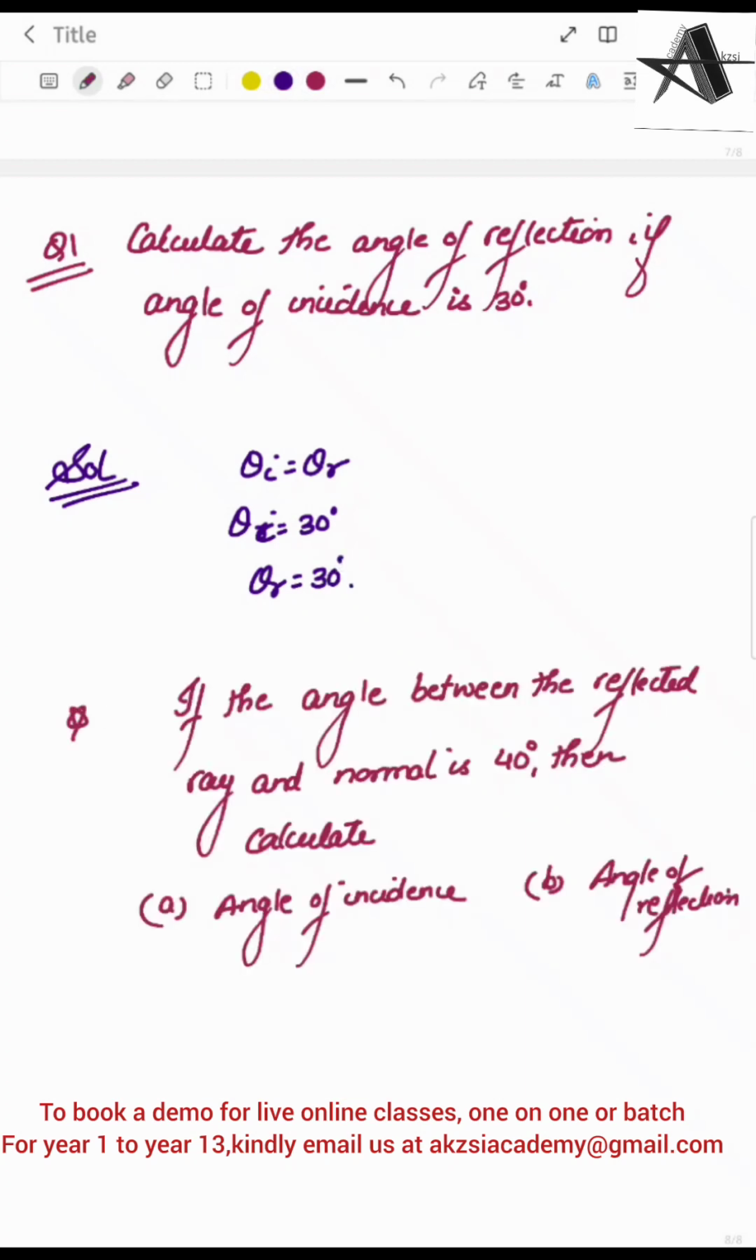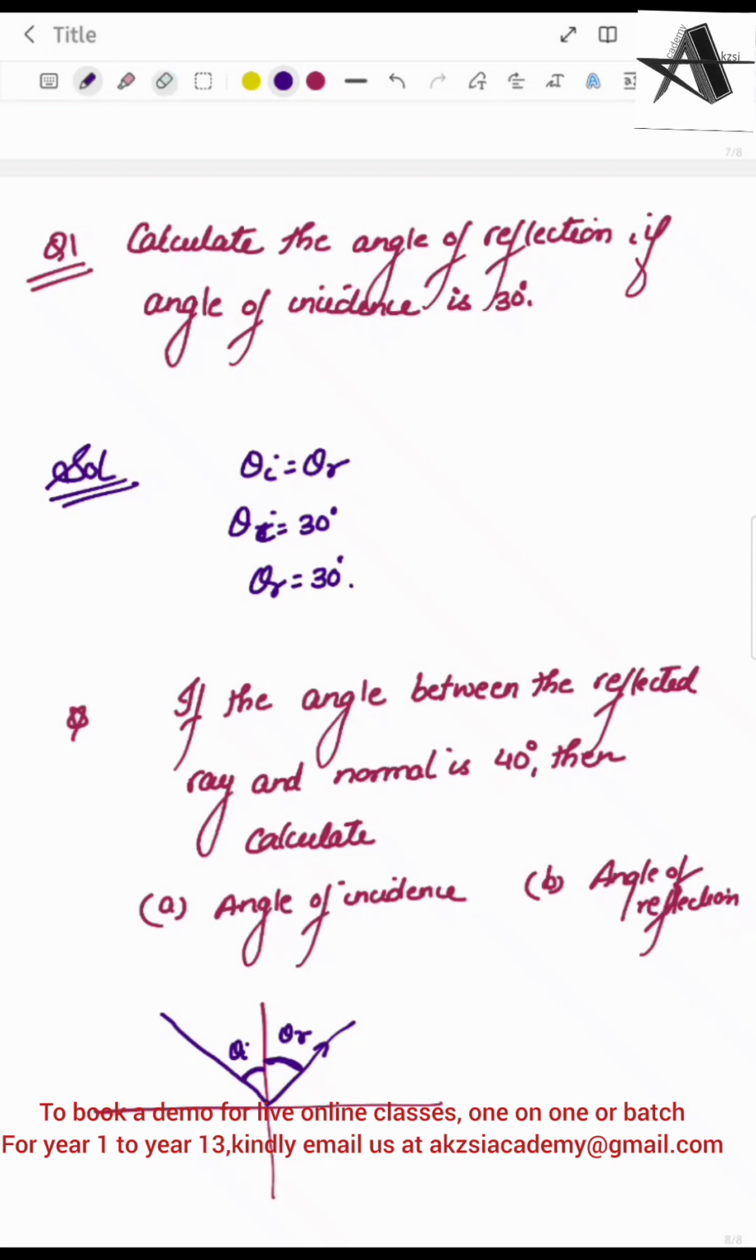The question says, if the angle between the reflected ray and the normal is 40 degrees, then calculate the angle of incidence and angle of reflection. We know the perpendicular line is the normal. This is the incident ray, this is the reflected ray. The angle between the normal and incident ray is theta I, whereas the angle between the normal and reflected ray is theta R. Here it's given the angle between the reflected ray and normal, which means theta R is given here, which is 40 degrees.